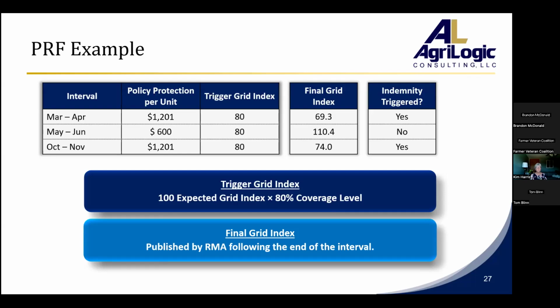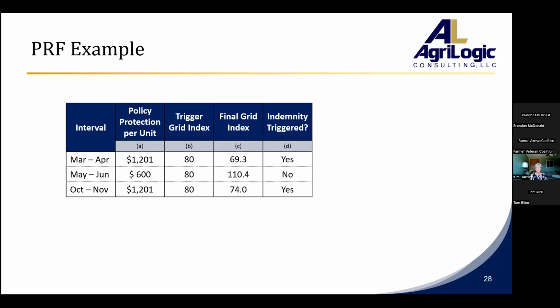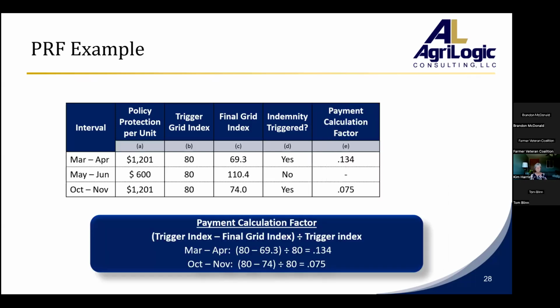So the first one and the third one, the March, April, and October, November index intervals are eligible for an indemnity. So how much will that indemnity be? Well, we have our policy protection per unit shown here in the second column. And we're going to just do a payment calculation factor for each one of them.